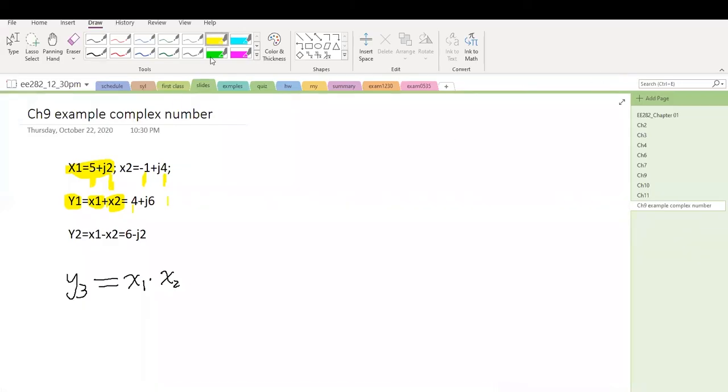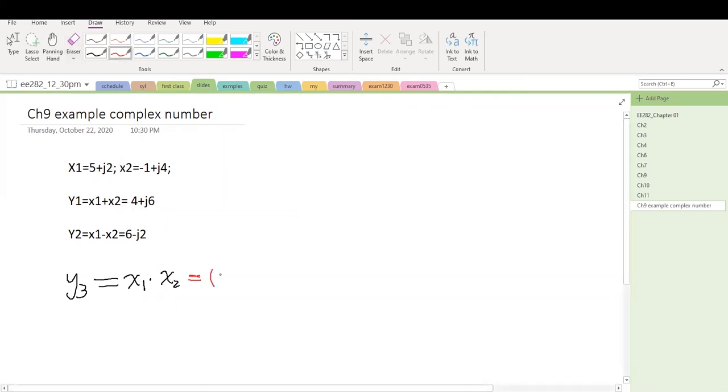So now let's look at the product multiplication of x1 and x2. And here I'm going to use handwriting instead of typing. It's probably a little easier. So y3 equals x1 multiplied by x2. There are actually several methods. One method is that we can perform the multiplication using the rectangular form, or we can use polar form to perform the multiplication. We will demonstrate both. Let's look at the rectangular form first.